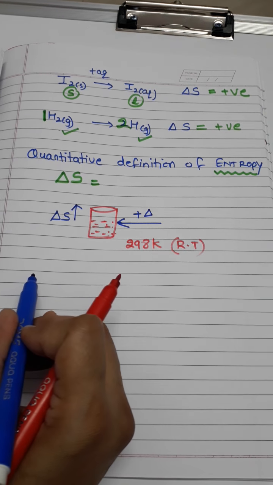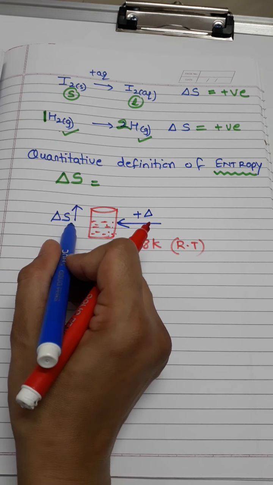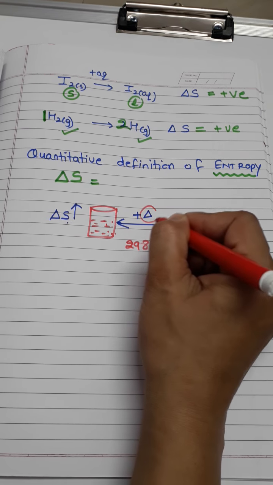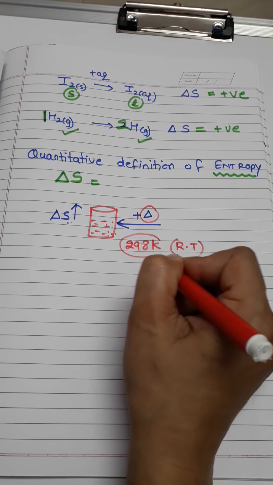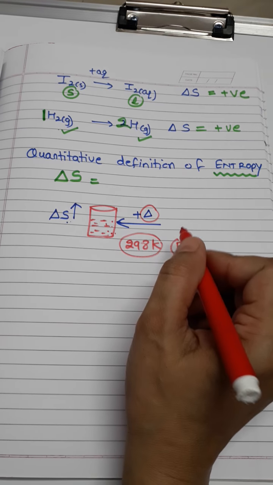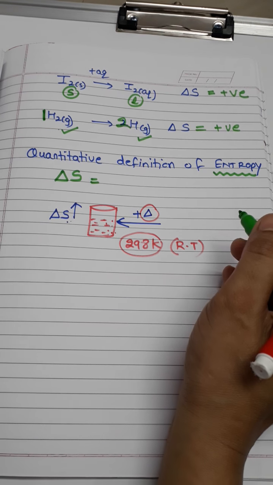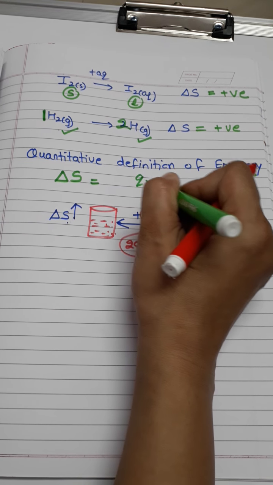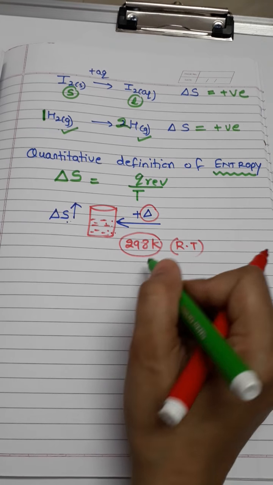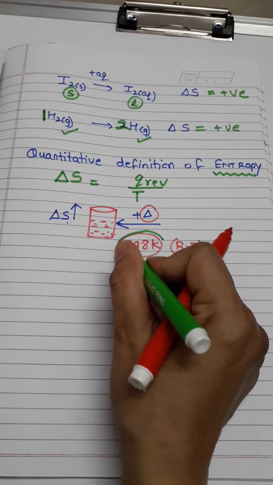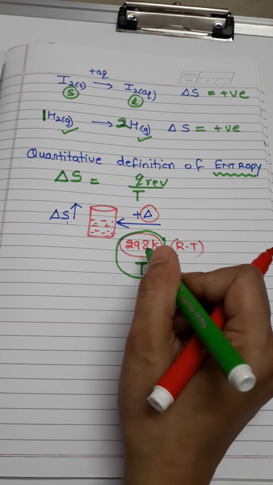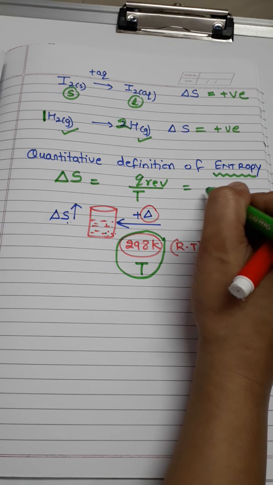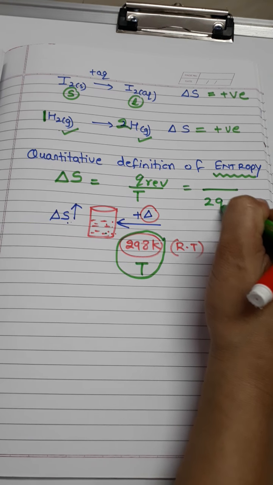But how will you measure how much entropy has increased? You can measure it if you are able to measure how much heat you have provided and at what temperature you have provided that heat. So with this I come to the formula of change in entropy, that is delta S is equal to Q reversible upon T. Here T is the temperature at which you are providing heat to that system. In this example our T is 298.